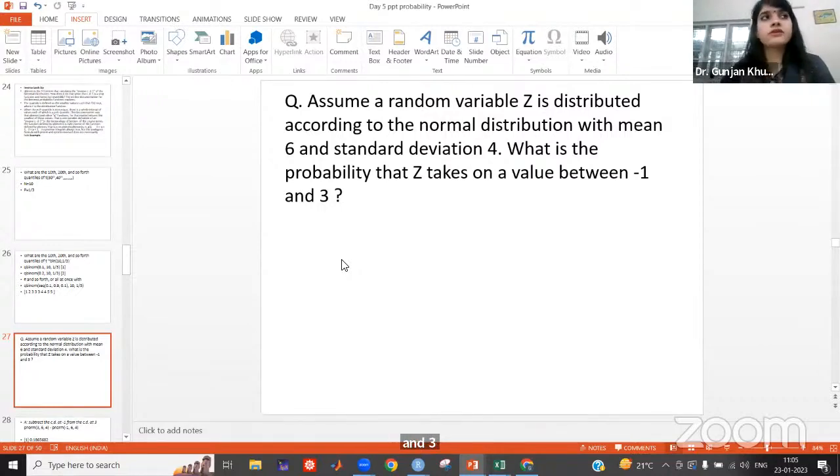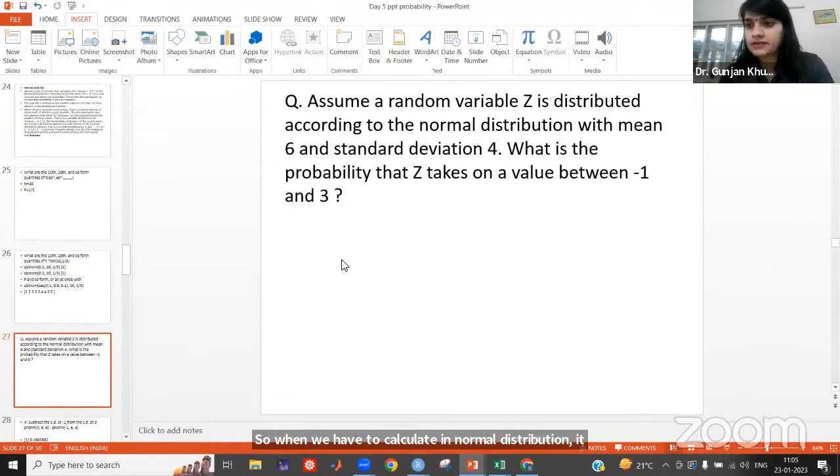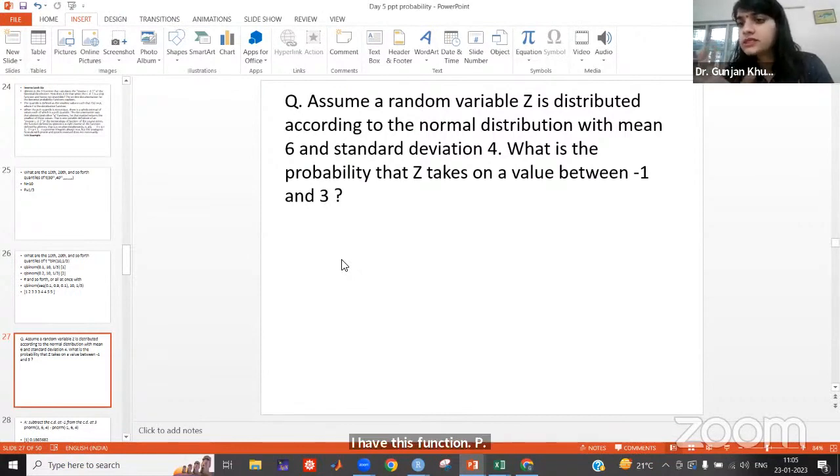So when we have to calculate in normal distribution, it takes a value. If it takes a value less than or equal to 3, we have this function. What is that function? P.Norm. If I have to calculate less than or equal to -1, I have this function P.Norm. So now I have to calculate the value between -1 and 3. This means I'll calculate till 3 and subtract the value till -1.